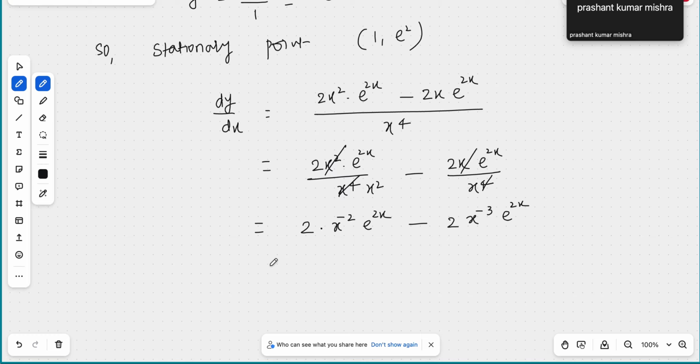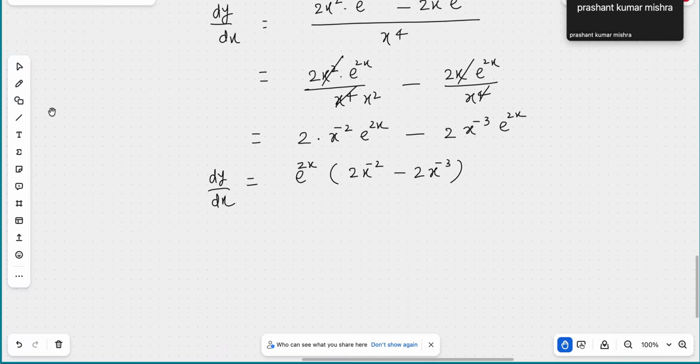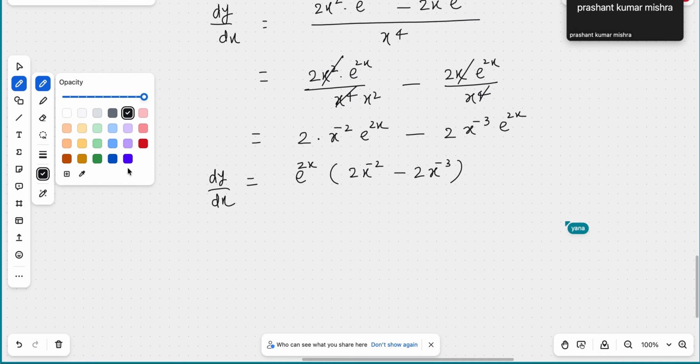Fine. And if I take this e raised to the power 2x as common, it will be 2 x raised to the power minus 2 minus 2 x raised to the power minus 3. This is dy over dx. Now we can use the product rule, that is far better.